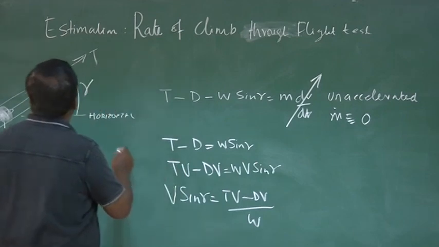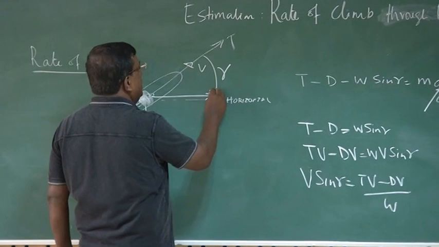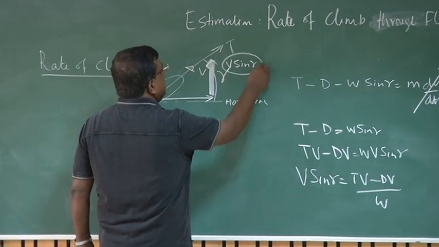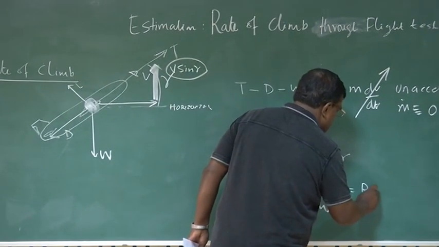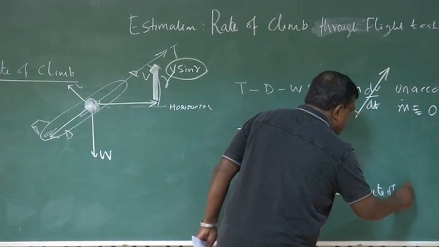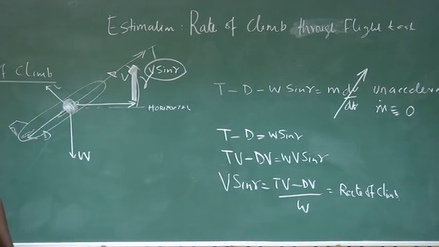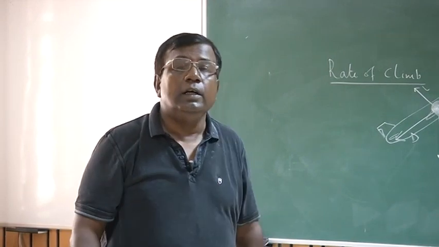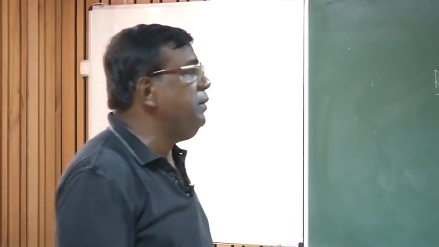And what is V sine gamma? If I resolve V, one is V cos gamma, and this is V sine gamma, and that is nothing but the rate of climb, right? Which is how the altitude is changing per unit time. Okay. Who measures the altitude? We measure the altitude through altimeter, and altimeter gives what? Pressure altitude. So that also we should keep in mind.